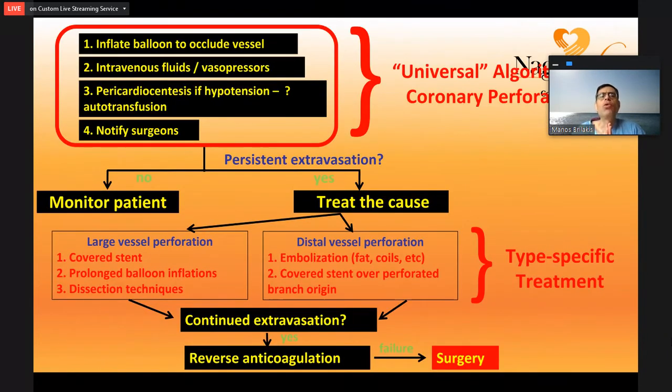And we like to divide this into 2 categories. One is the so-called universal algorithm, which are steps you should do regardless of the type of perforation and the location of perforation. And the second part is to actually specifically treat the cause of the perforation. If it's a large vessel, usually it's a covered stent. Distal vessel, usually it's embolization. And then we do not reverse the anticoagulation until after we actually remove the equipment from the vessel. And rarely, if everything else fails, then the patient might need to go for emergency cardiac surgery.